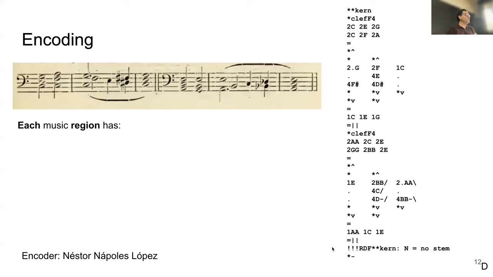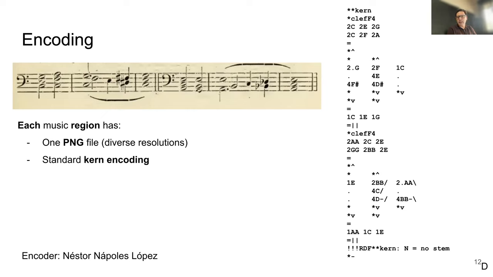And for each music region, there are around 1,000 of them, we have a PNG file, and there are many different resolutions, from very small size images to big images. Some scans have 72 points per inch, and others have 300. So there is a high variability on that.